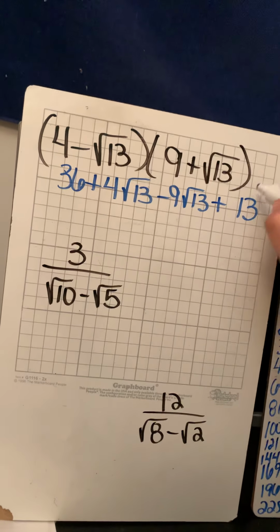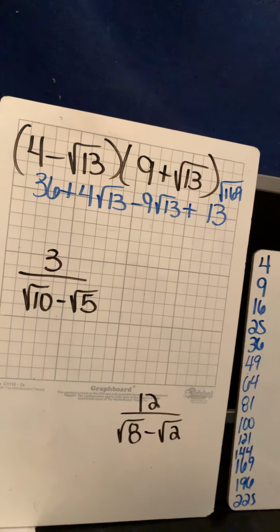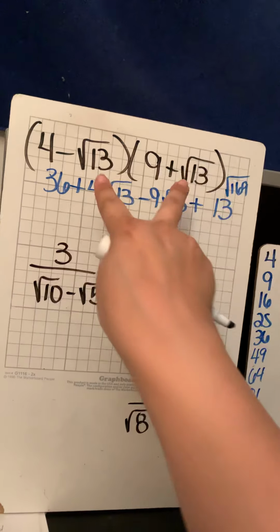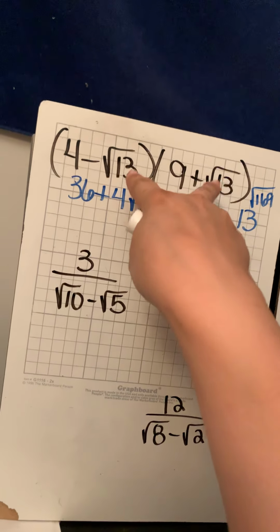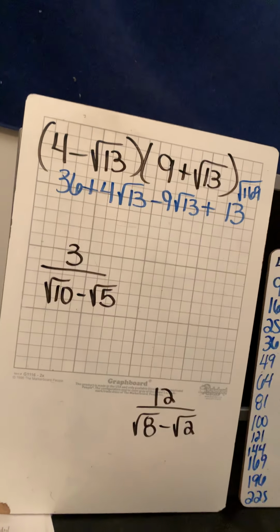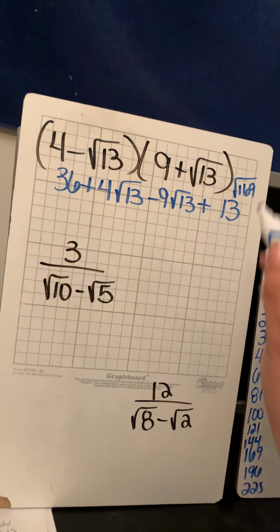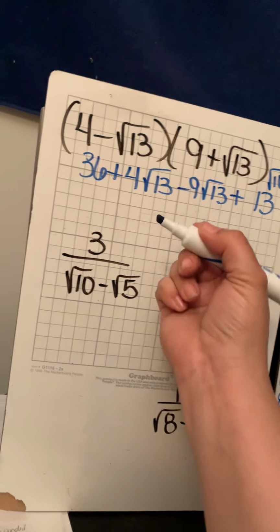Just 13. I'm going to put a little side note up here. It was the square root of 169 if you wanted to put it. But remember, when I told you, when you have two radicals that are exactly the same and you're multiplying them together, the radicals disappear and you're left with just the number. So now let's combine like terms. What's 36 plus 13? 49.